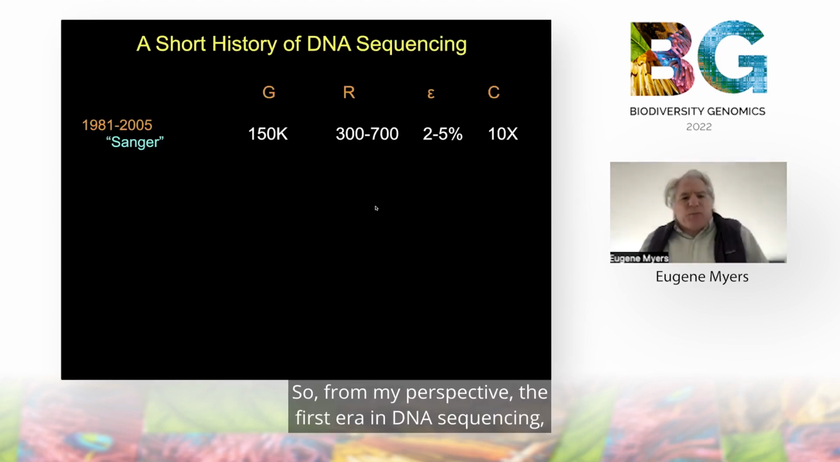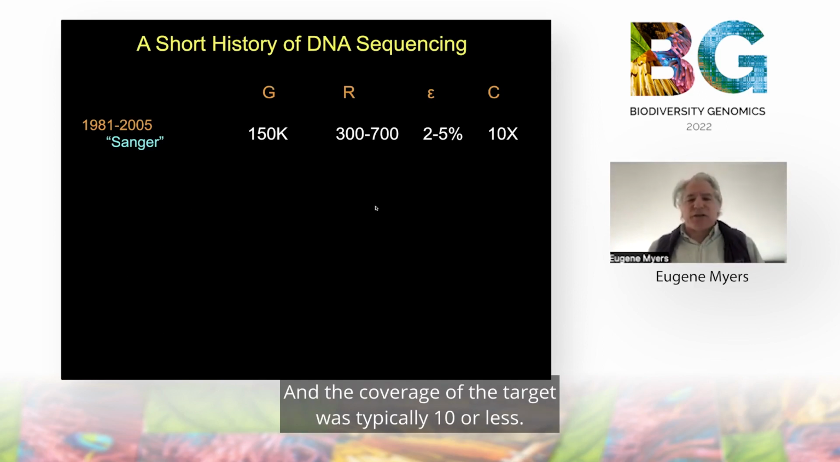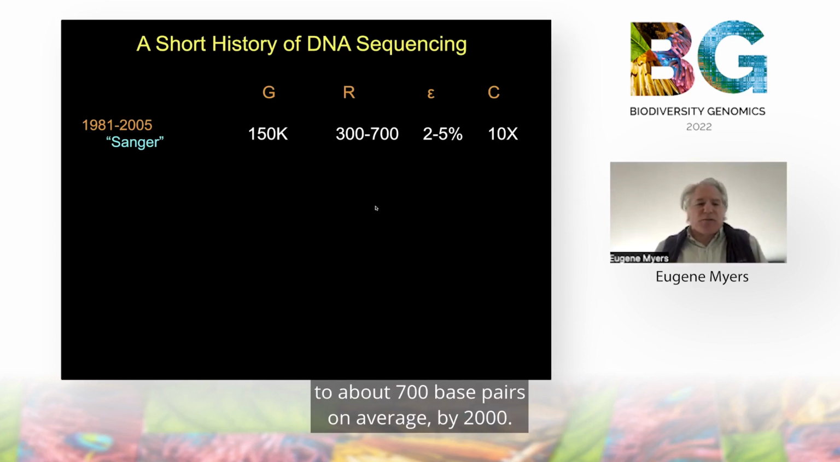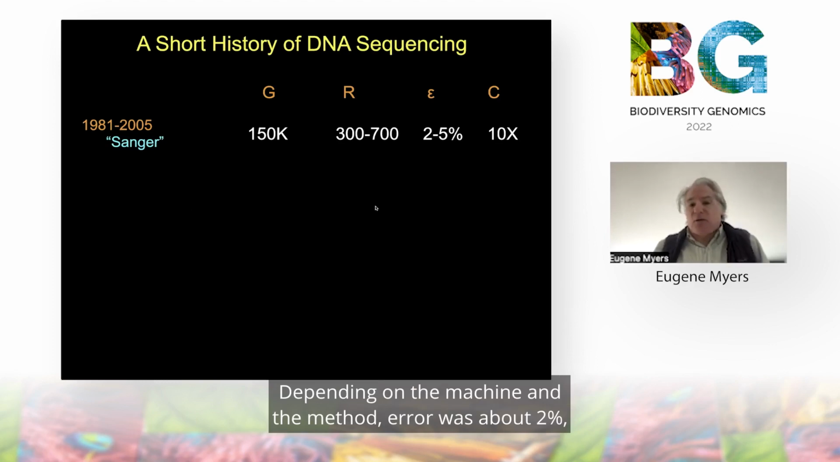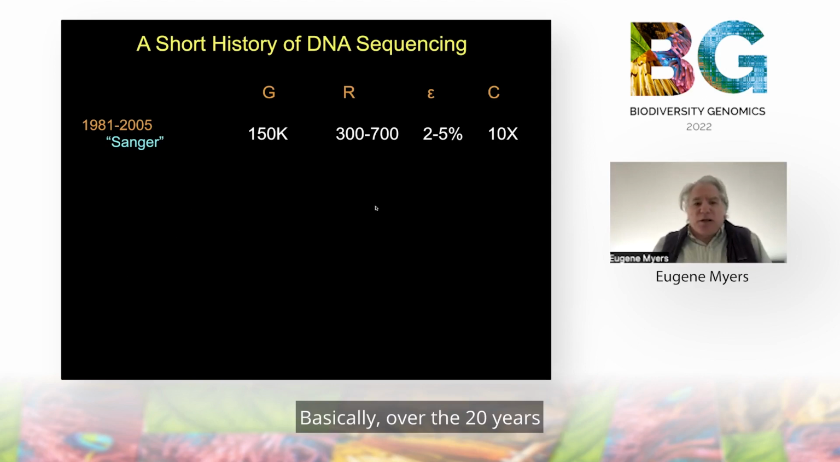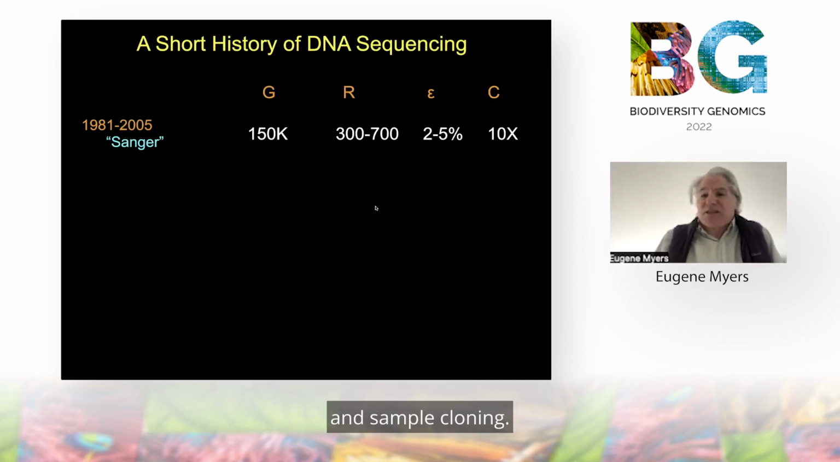So from my perspective, the first era in DNA sequencing, I term the Sanger era. The targets were all 150 kb or less, and the coverage of the target was typically 10 or less. The sequencing reads initially were about 300 base pairs, but length gradually increased over the years to about 700 base pairs on average by 2000. Depending on the machine and the method, error was about 2%, but increased significantly at the tail end. Basically, over the 20 years after the first lambda project just mentioned, most of the improvements were in automation and sample cloning.